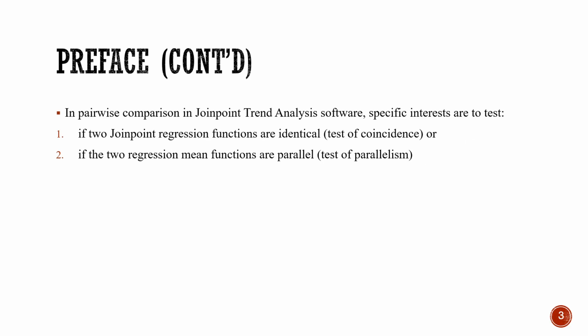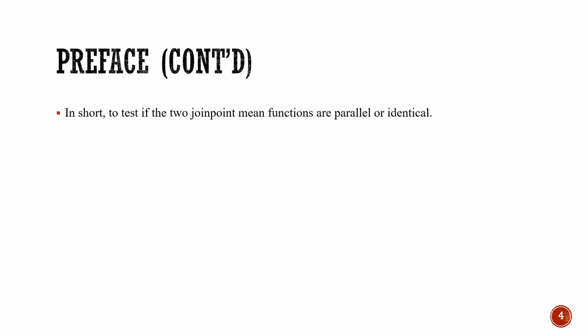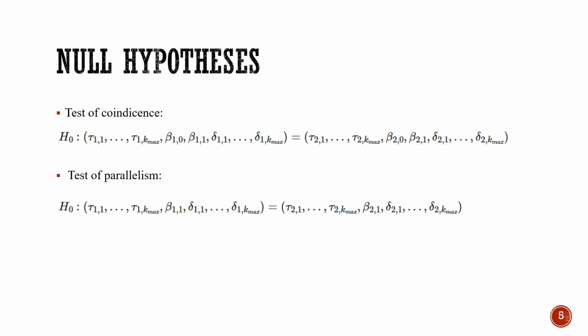In pairwise comparison in joint-point trend analysis software, specific interests are to test if two joint-point regression functions are identical, which is called test of coincidence, or if the two regression mean functions are parallel, which is called test of parallelism. In short, these tests are to test if the two joint-point mean functions are parallel or identical. The null hypotheses of the coincidence and parallelism tests are presented in this slide.